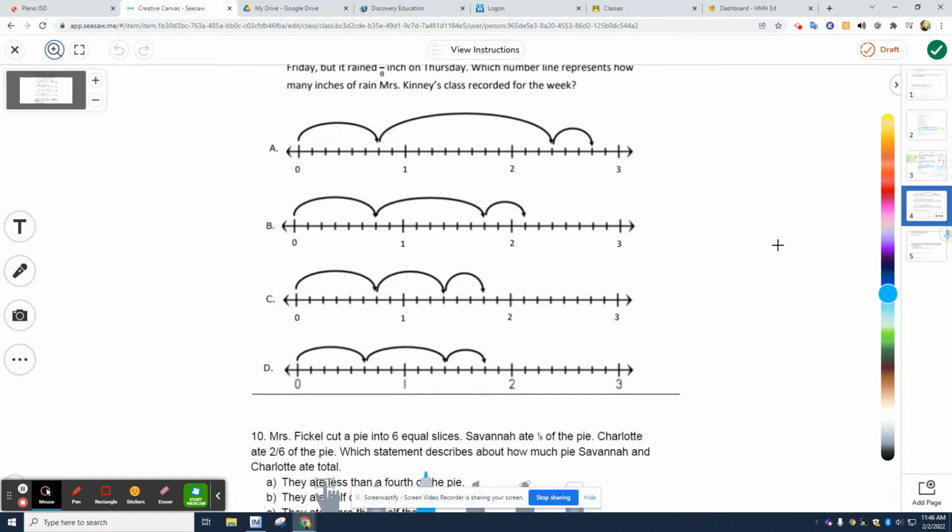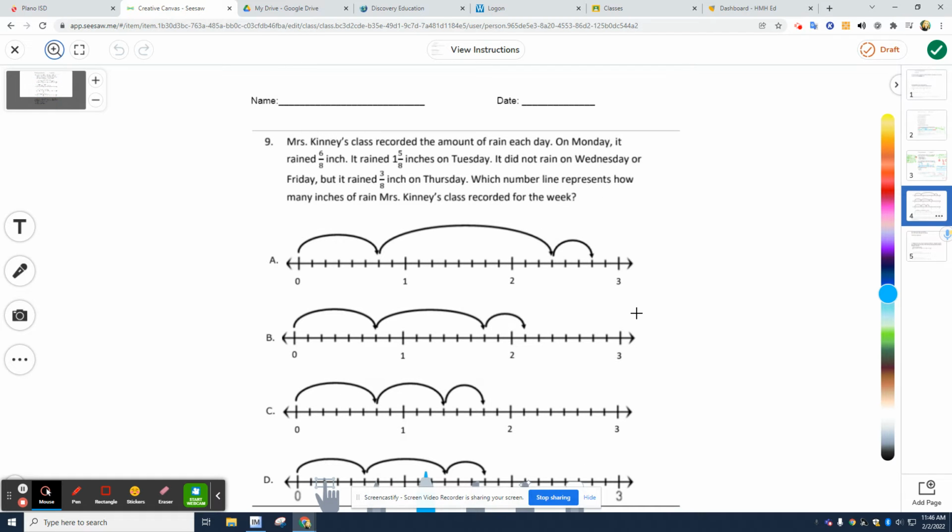Hello, it's me again. I thought I would take some time to get you started on these problems for the last part of our math fraction review.